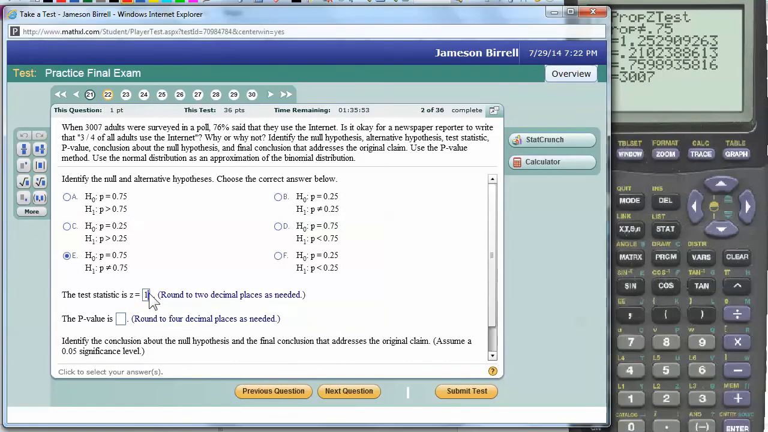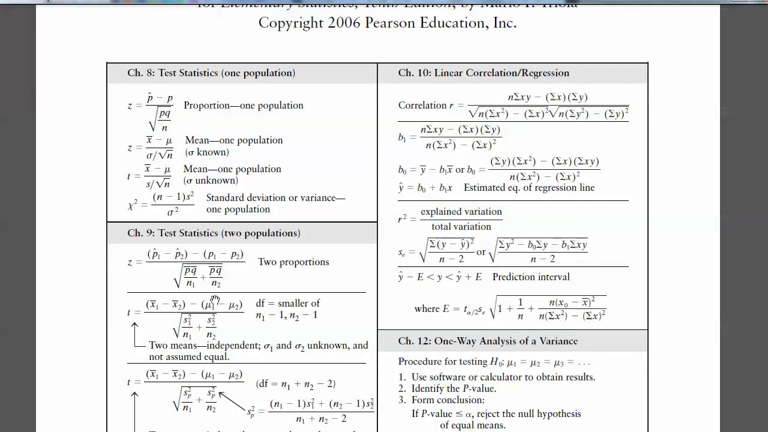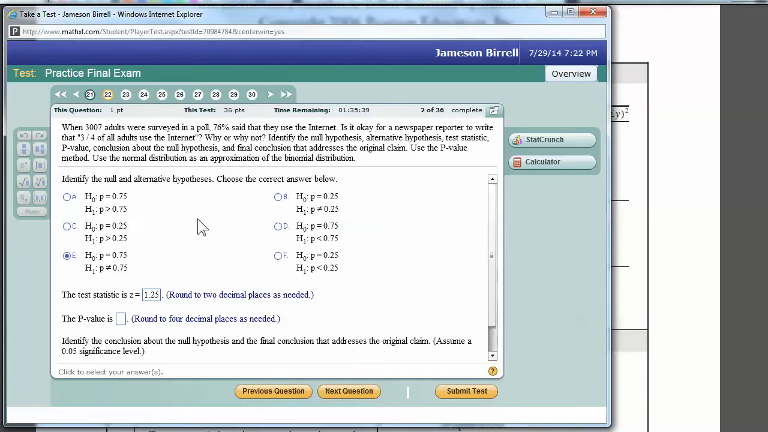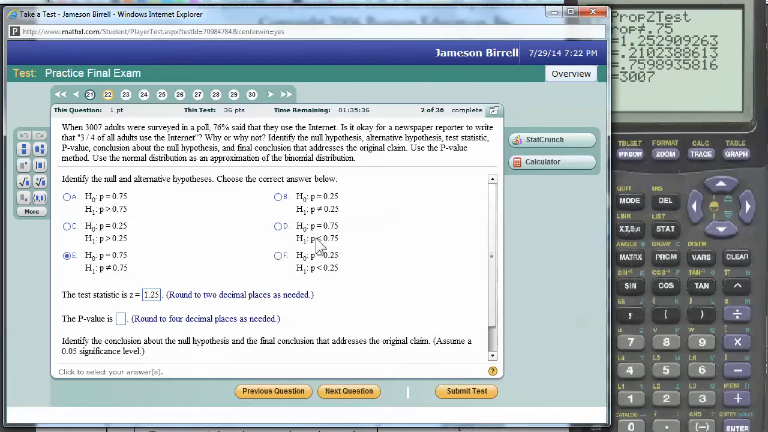So 1.25 rounded to 2 decimals. Keep in mind, everything I'm doing could be done right here. It is not too hard to do that. The p-value, I would do that normal CDF, and I would go from 1.25, and since this is right of center, I go 1.25 up to some extreme value like 9,999. And then it would give me this p-value.